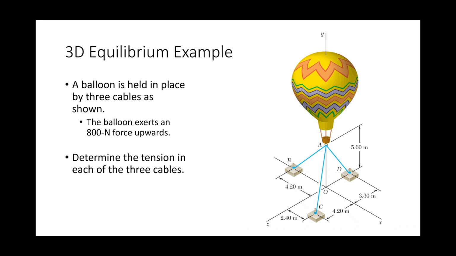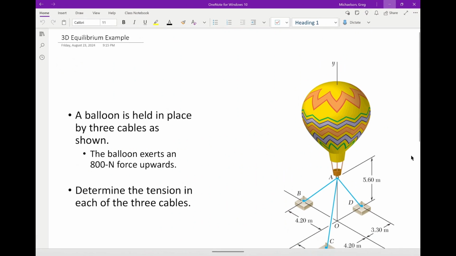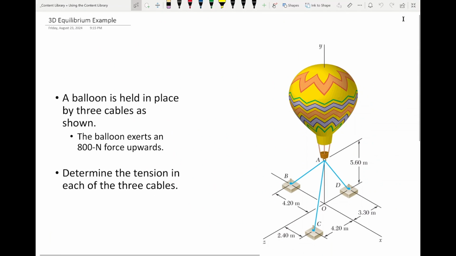And like I said, I want to get into it, especially because I know a lot of you have a chemistry exam. So let me go to the notebook here. What we're going to do is investigate the equilibrium of this hot air balloon. We have a hot air balloon that is being held in place by 3 cables. Now what we know is that the balloon exerts an upward force of 800 newtons. By the way, looking at our coordinate system, if I were to describe the vector for the balloon, it would be 800 times what?